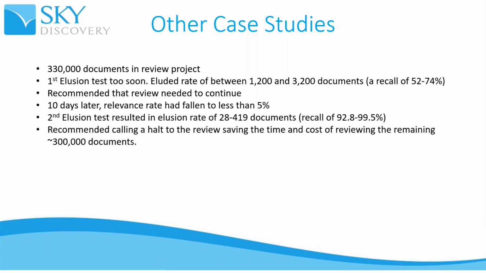So the review continued. And then 10 days later, the rate again had dropped. Another elusion test was run. And this time the recall was a lot higher, and the margin was like 92 to 97%. The margin for error there was 95%, give or take 2.5%, which is a statistical level. So the review was halted at that stage, which meant that 300,000 documents of the 330,000 documents did not need to be reviewed.